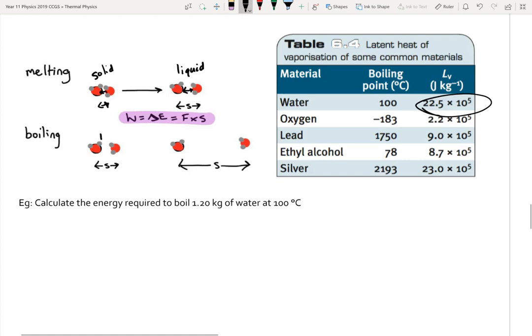Well, it turns out that when we go from a liquid to a gas, we have to pull these molecules apart by a much greater distance. And so when we use our work equals F times s, a much greater distance gives a much larger latent heat.